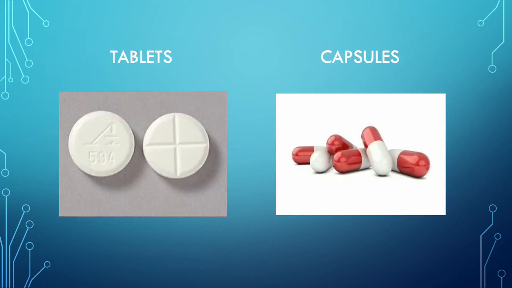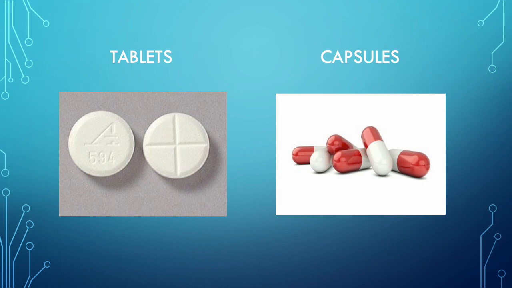Other forms of oral medications include tablets and capsules. You'll see tablets on the left-hand side, and you'll see what looks like an indentation horizontally and vertically on the tablet. That is so we can adequately cut that down the middle. We can either give half the dose or quarter of the dose.